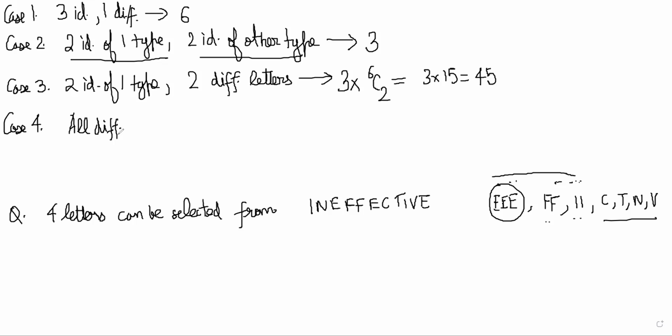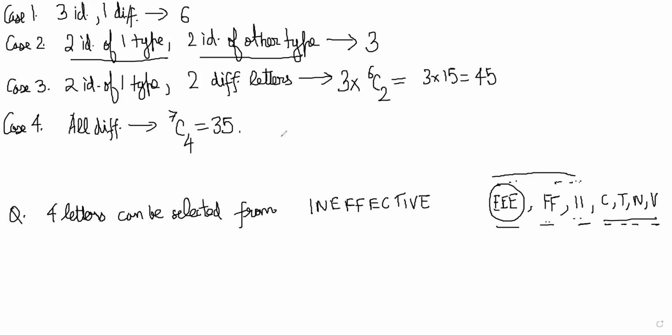1, 2, 3, 4, 5, 6, 7, 8. No, there are seven letters which are different. Okay, I counted wrong. Seven letters are there. You have to select all different. So 7C4, that will be 35.